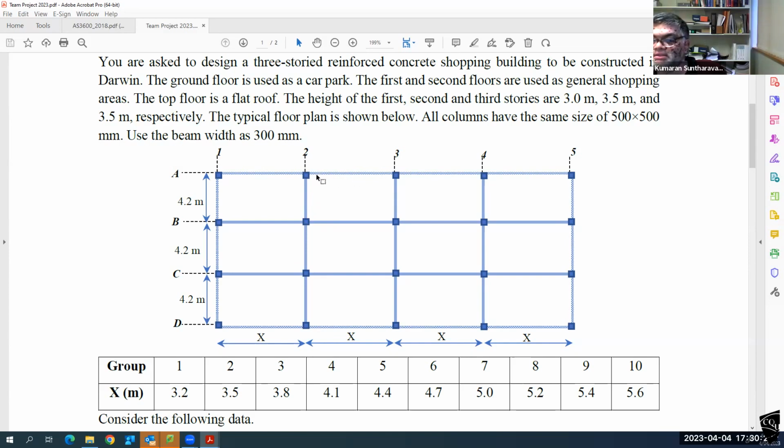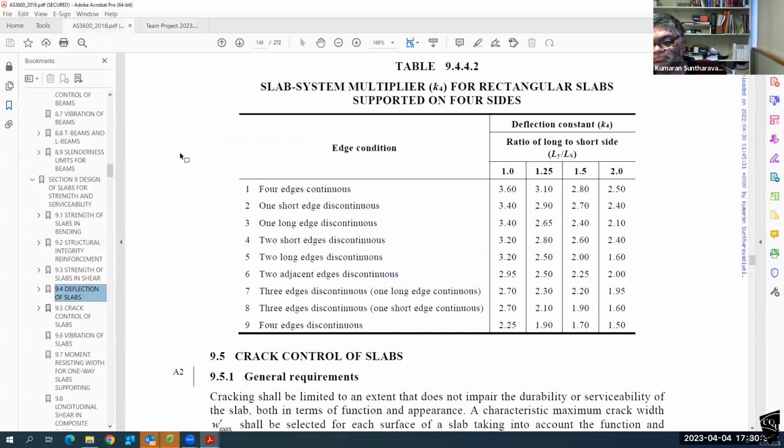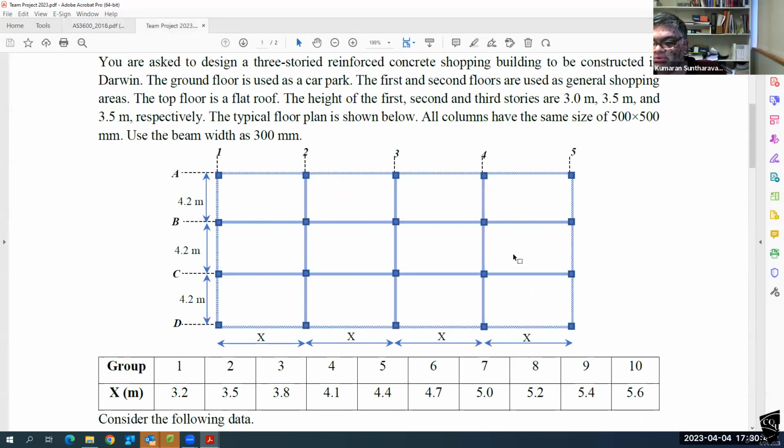So this one is the shortest for the group 3 because 3.8, so that is less than 4.2. So for this panel, if you are calculating, the shortest edge is discontinuous. One short edge is discontinuous, number 2. So like that, for each panel, you should be able to find out.